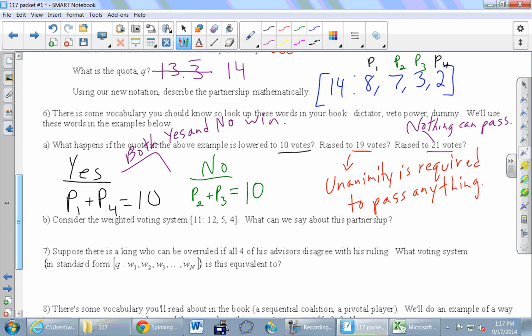How many players are in that example? 3. And we want to talk about what's going on with this partnership. So what can you tell me about power in that weighted voting system? Player 1 has all the power, right? Because player 1 can pass anything that they want to by voting, and players 2 and 3, even if they vote together, that's still only 9. That's not enough to match the quota. So that's a dictator. So here, player 1 is a dictator.